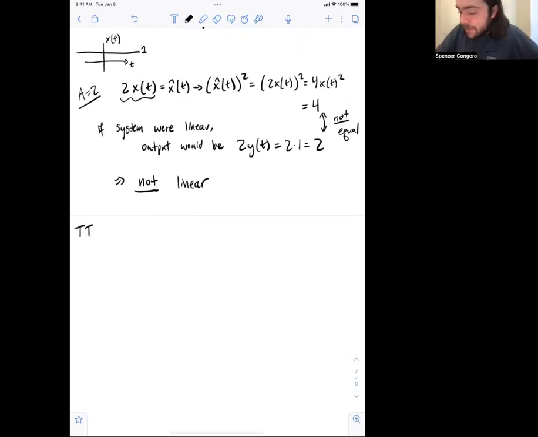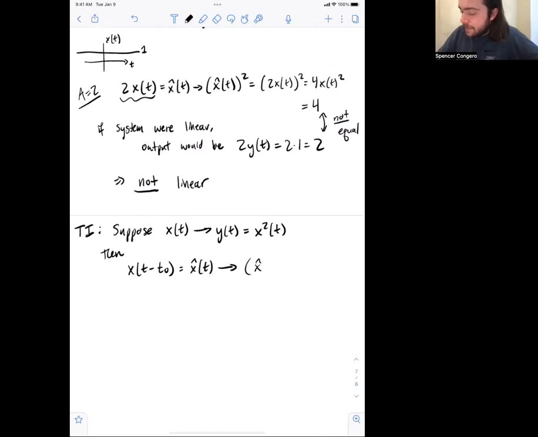So let's check time invariance. So we know how this goes. We're going to suppose we have x of t, and it gives us some output y of t, which in the squaring system is x squared of t. And now we want to check what happens when I shift x by some amount in time. Again, I'm going to call this x hat of t. And we know what comes out. We've done this many times at this point, x hat of t squared.